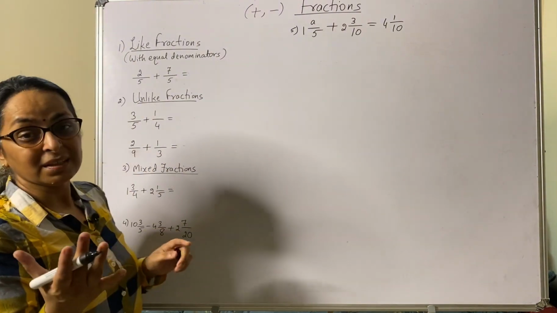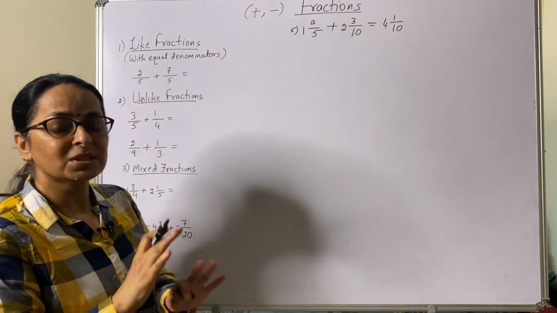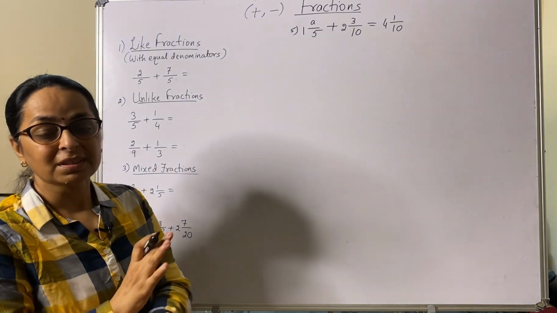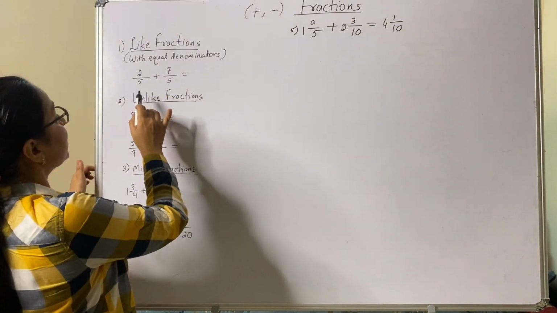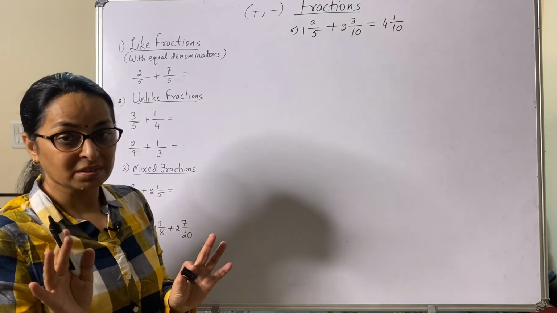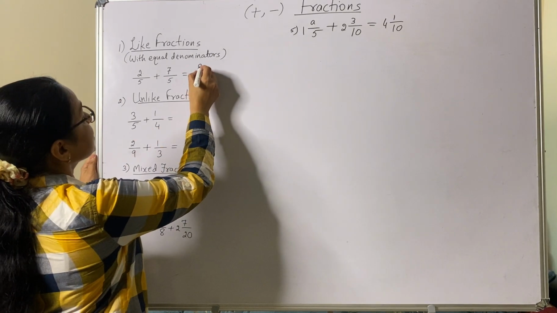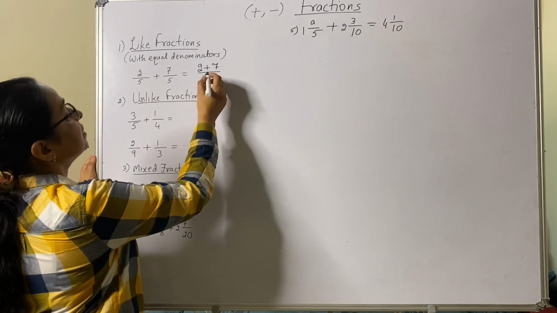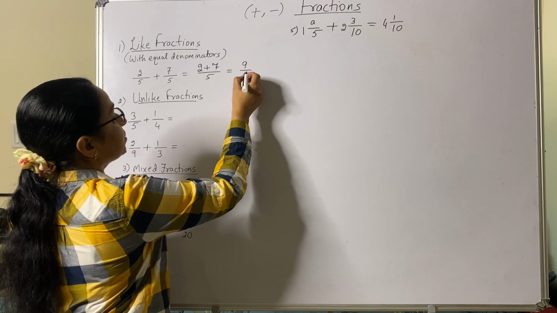So how to add that? Like fractions with equal denominator or with same denominator, it's very easy. Simply add the numerators and write your denominator. That's it. Okay. So here I have taken an example, 2 by 5 plus 7 by 5. So as I said, what we will do, we will add the numerators. Our numerators are what? 2 and 7. So what we have to do, simply write 2 plus 7 over the denominators are same, so 5. So 2 plus 7 is 9, 9 over 5.